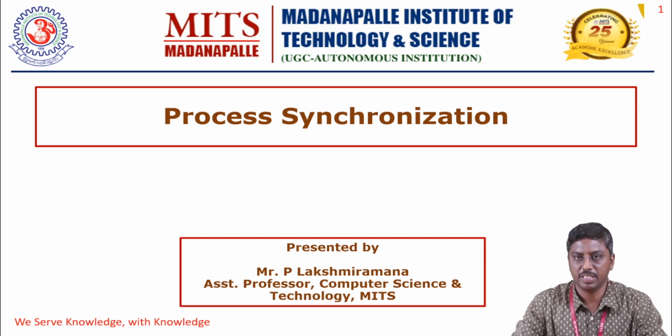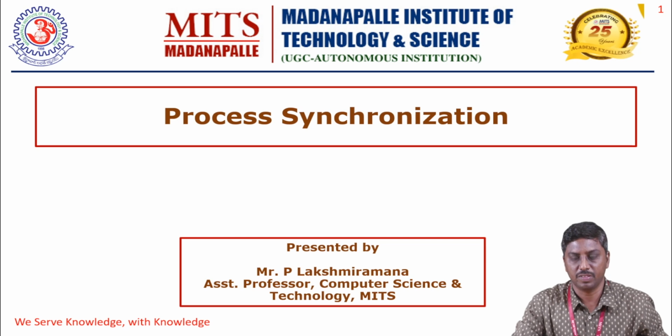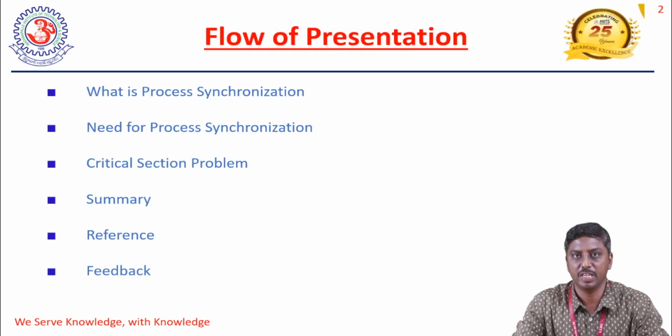So in today's session, we'll be discussing process synchronization. Here is the flow of contents. First, we'll define what we mean by process synchronization. Then we'll see with some examples what the need for process synchronization is. Why do I need to synchronize the processes? Then we'll define the critical section problem and the solution for the critical section problem. Then it is followed by the summary of the session.